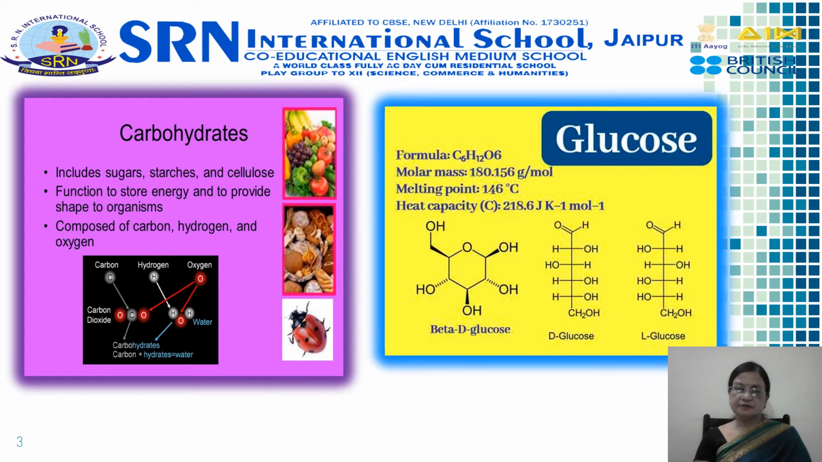Glucose is an example of a carbohydrate. Its formula is C6H12O6. Molar mass is 180.156 grams per mole. Melting point is 146 degrees Celsius and its heat capacity is 218.6 joules per Kelvin per mole. The open structure of glucose is a straight chain with the first carbon having an aldehyde group, that is CHO group. But beta-D-glucose is a cyclic structure of glucose which has a pyranose structure, so it is called glucopyranose.